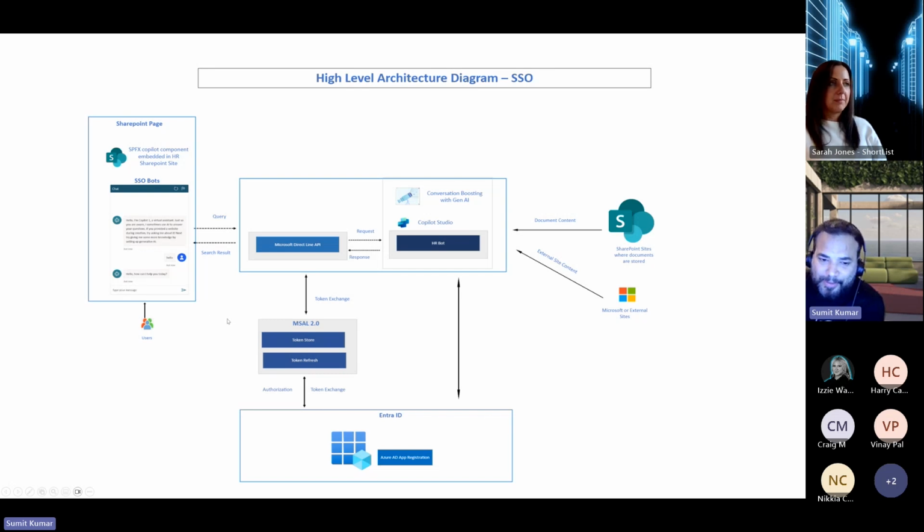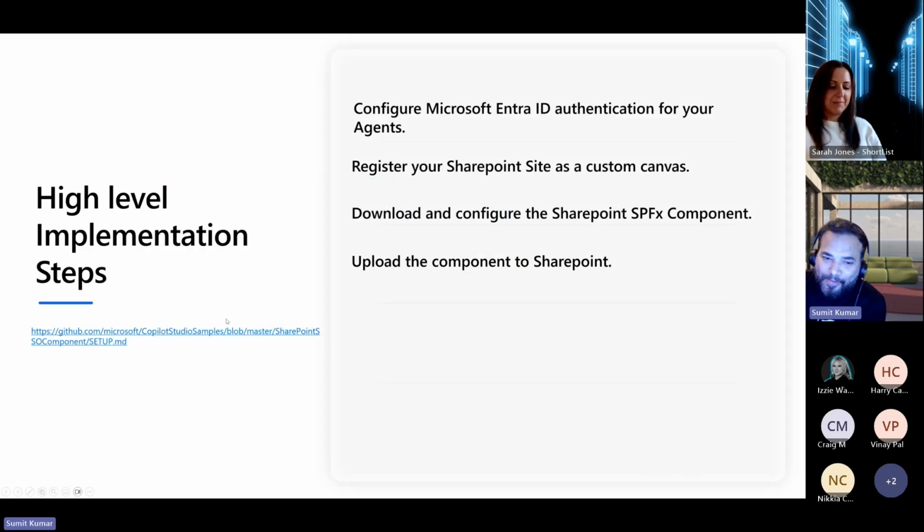Hopefully, I should be able to just check my ServiceNow credentials. In terms of high-level implementation steps, this is quite heavy, so I spent a lot of time figuring it out. But if you want to try it today, go to this GitHub link. It has all the steps, but at a very high level, you configure the Entra ID authentication for the agent, then you register your SharePoint site as a custom canvas, which you can download and configure. All of this can be done with that GitHub link.